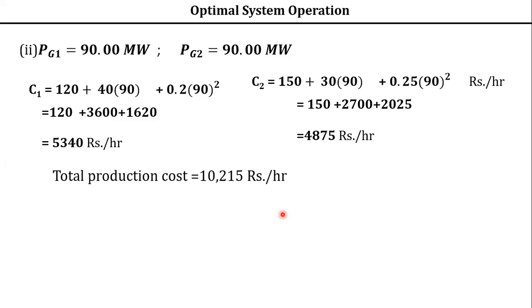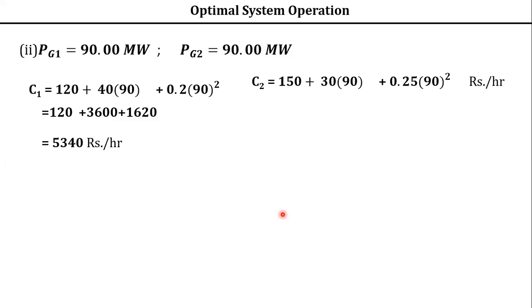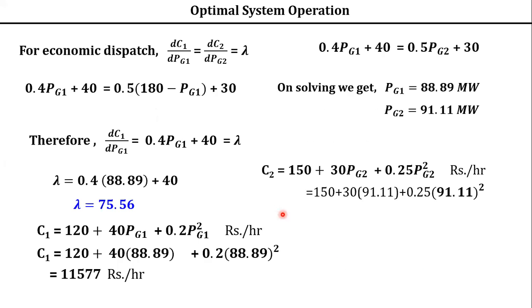You know how to find out the cost after getting PG1, PG2. Sometimes the lambda values will be given, and from the lambda values we have to find out PG1, PG2. Now, how to calculate the lambda, that is the incremental fuel cost? We have done it already in the back slides. If you see the back slides, what is the lambda value? 75.56.